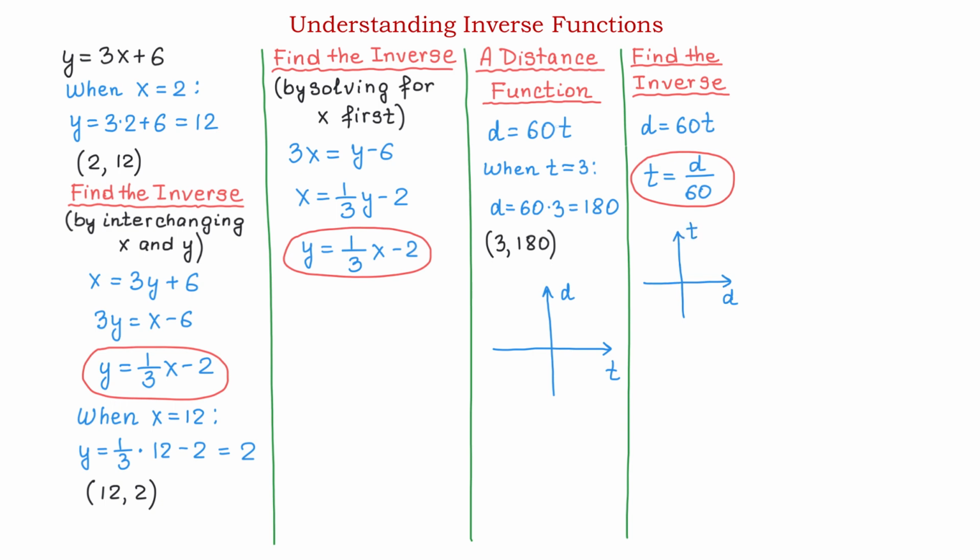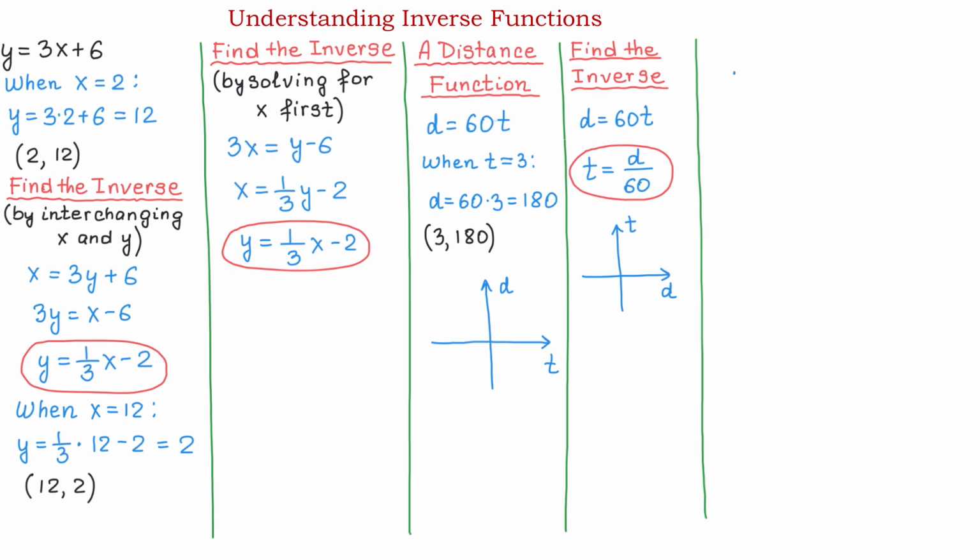But what if in this initial function, in place of t and d, we would like to use x and y? Then we would write the function y equals 60x. And now to find the inverse, we can solve for x first, so we will have x equals y over 60. And as you see, these two expressions are the same. And what we have here now, we have x as a function of y.